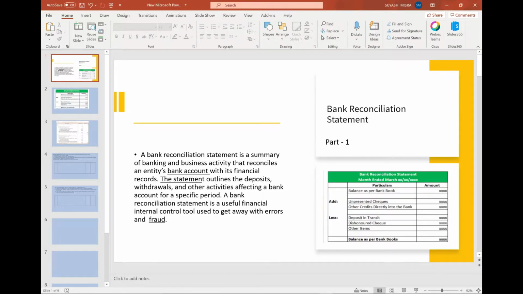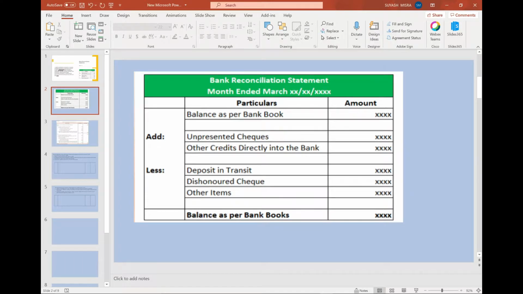It's done in bits and pieces, so that the sooner the error or the fraud is rectified, the better it is. So most of the companies check BRS, bank reconciliation statements, at the end of the month. This statement outlines the deposits and withdrawals and other activities affecting a bank account for the specified period. Here I'm mentioning the month, right? End of the month. Now you can see on the next page how the bank reconciliation statement is made. It's at the end of the month.